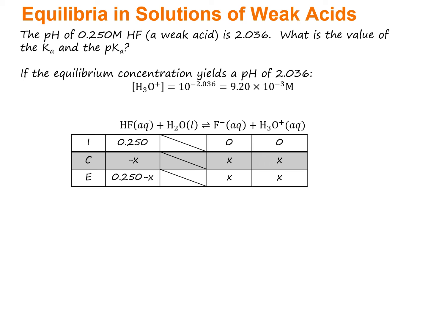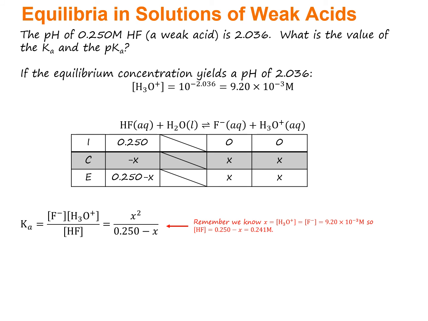Now, we already know what the hydronium ion concentration is at equilibrium. So we know X must be, in this case, 9.20 times 10 to the minus 3. And that also must be the X that we have for F minus. So if we know what X is, then we can just plug those values into the equilibrium constant that we've defined here as X squared over 0.25 minus X. When I plug those values in, I end up with an equilibrium constant that is 3.52 times 10 to the minus 4.